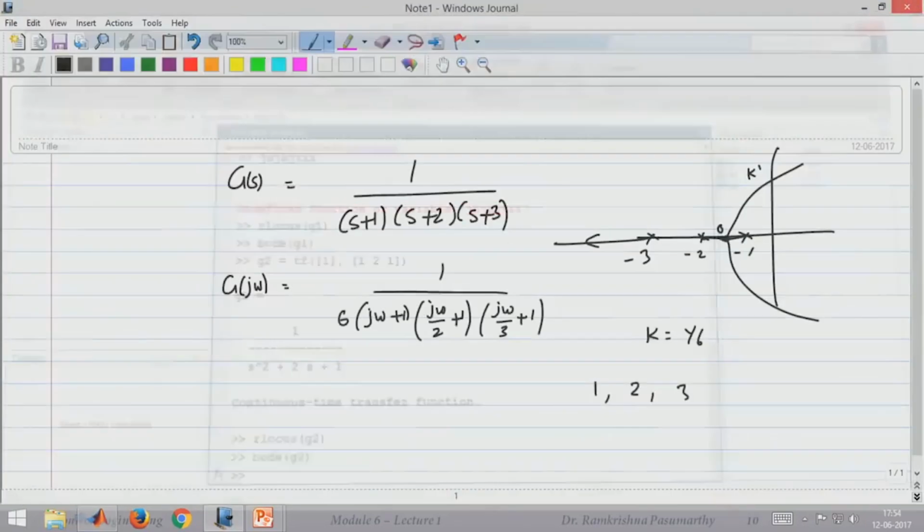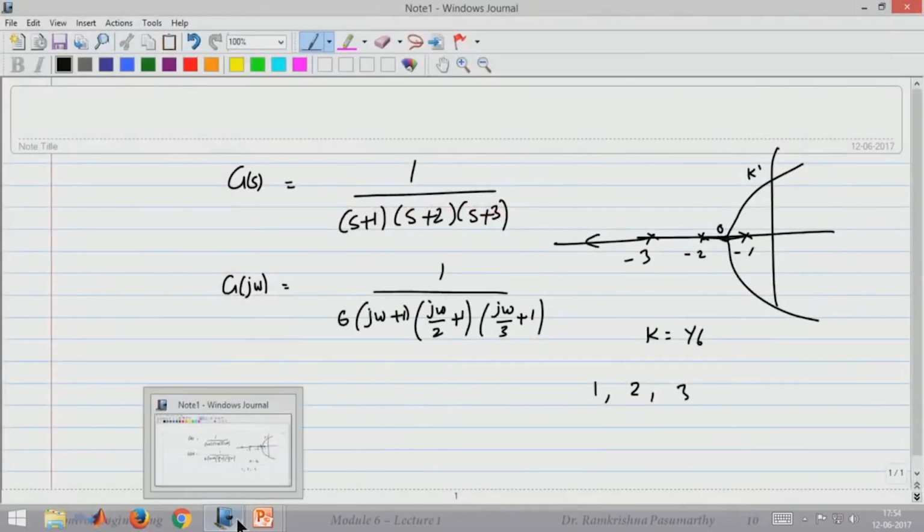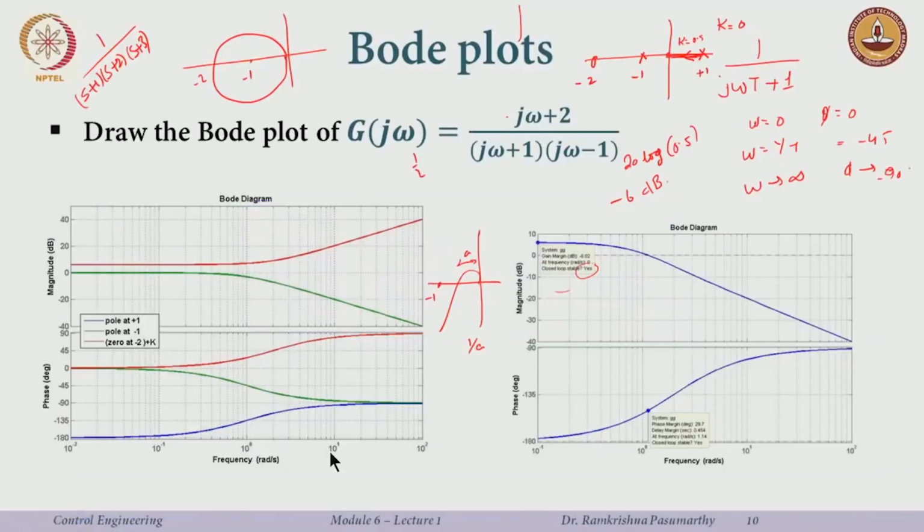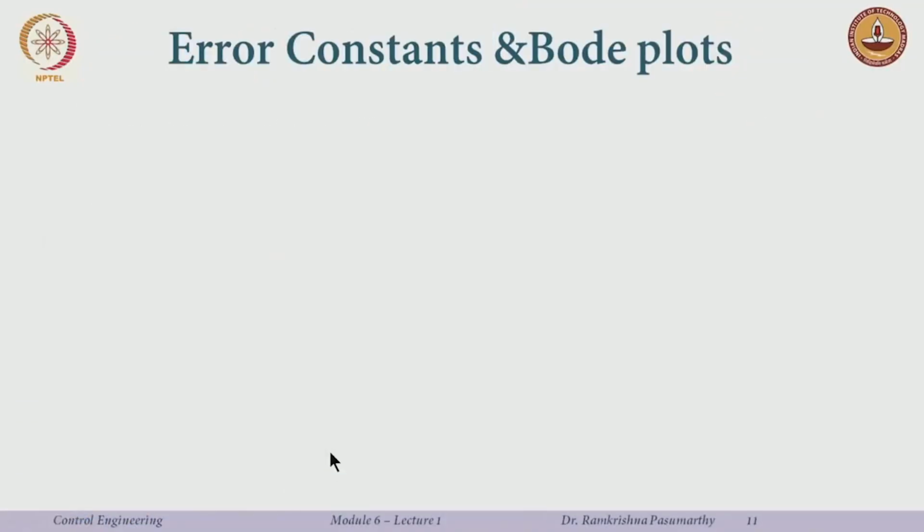Okay, back to the slides. Now, just before we conclude, what we will try to do is find out the error constants from the Bode plot. Let us first look at the position error constant.